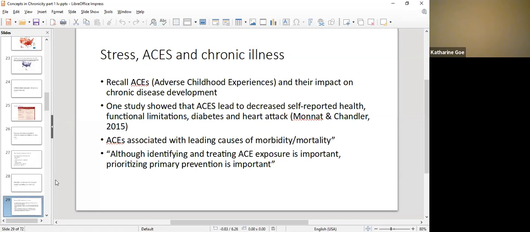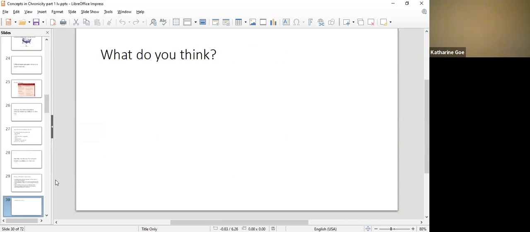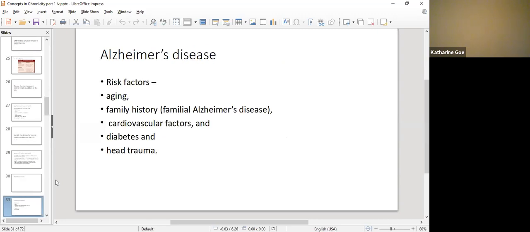ACEs are associated with leading causes of morbidity and mortality, again, because perhaps they're not treated. Although identifying and treating ACE exposure is important, prioritizing primary prevention is also important. So, not getting too caught up in just tabulating ACEs, but trying to figure out how to prevent them. What do you think about ACEs and their relationship with chronic illness? What have you seen in your life? Do you see a line between those two?